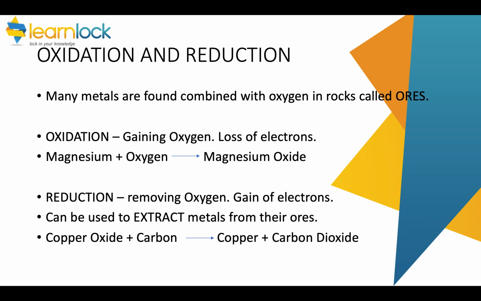Reduction can be used to extract metals from their ores. Look at the example below. Copper oxide is an ore of copper. If you heat it with carbon, you are left with copper on its own and carbon dioxide. That is called carbon reduction because the carbon is used to reduce the copper oxide.